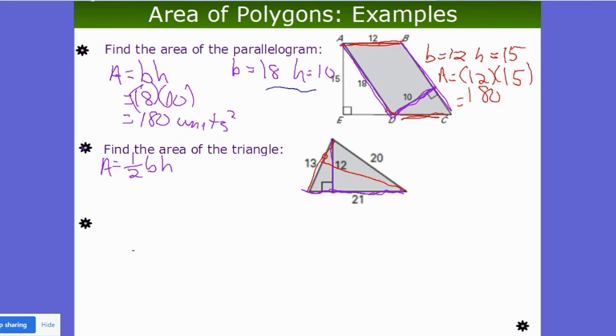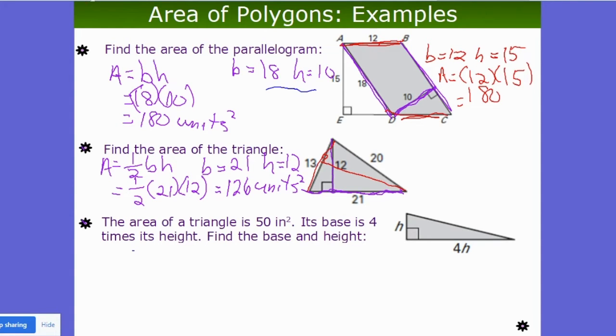I don't know that value. And I can make the same argument if I chose 20 as my base. So I'm going to choose the 21 to be my base. And that makes the height 12. So I'm going to plug that in. 1/2 times 21 times 12, which is 126 units squared.